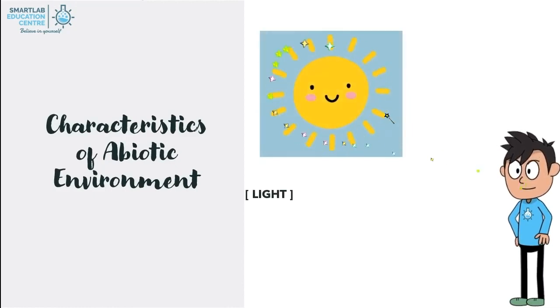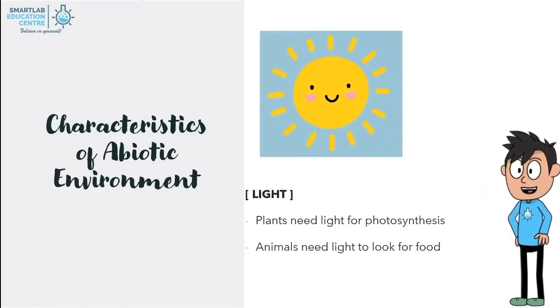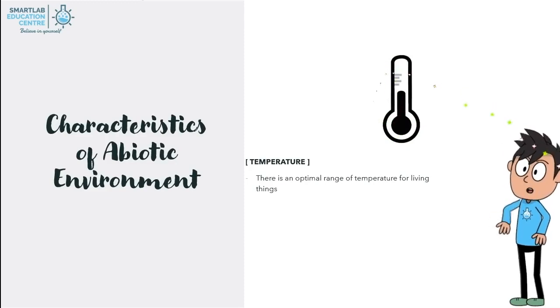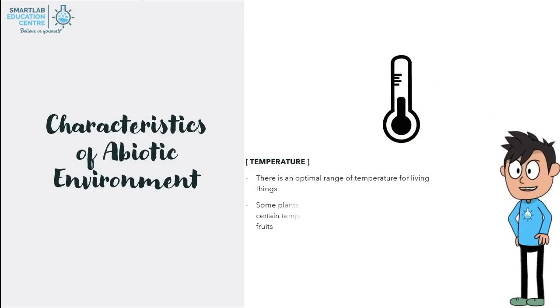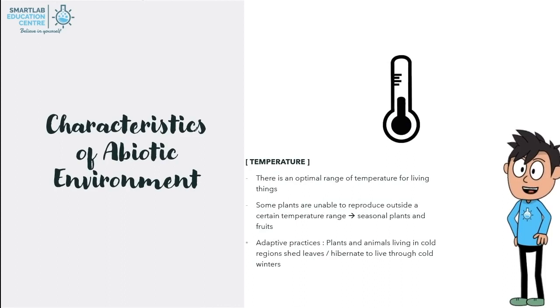Light. Plants need light for photosynthesis. Animals need light to look for food. Temperature. There is an optimal range of temperature for living things. Some plants are unable to reproduce outside a certain temperature range, such as seasonal plants and fruits. Adaptive practices. Plants and animals living in cold regions shed leaves or hibernate to live through cold winters.